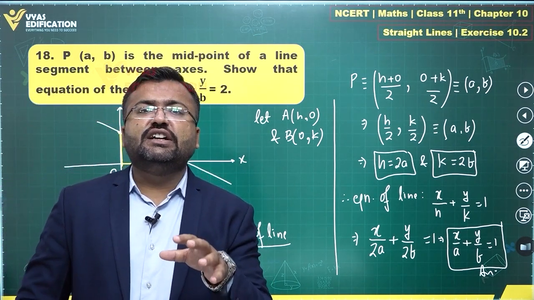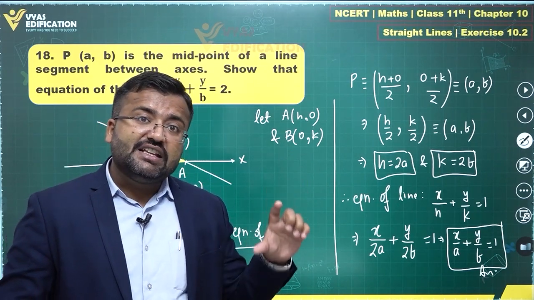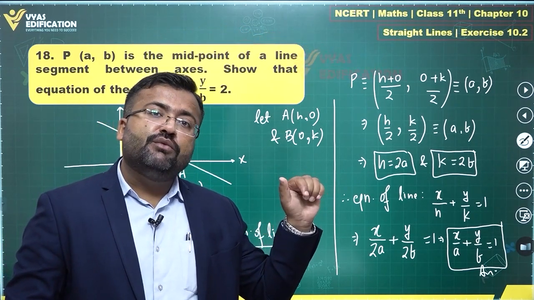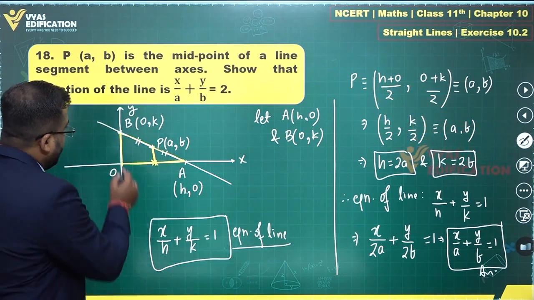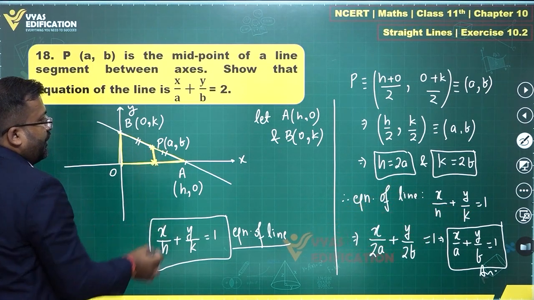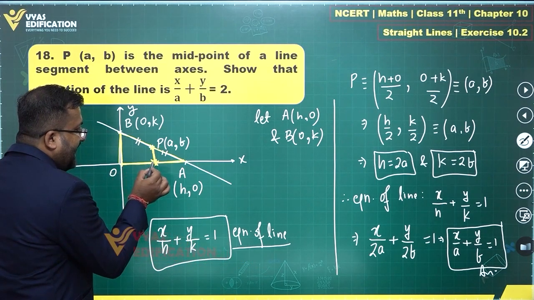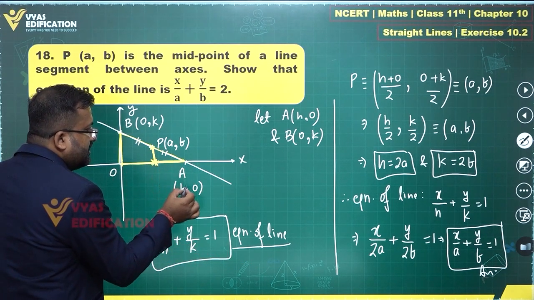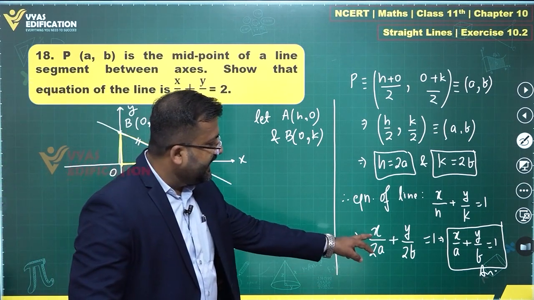And in triangles you have studied something called the midpoint theorem. What does it say? If a line is parallel to the base and passes through the midpoint of one side, it will also pass through the midpoint of the other side, right? This is the base, this is a line which is parallel. If this is the midpoint, this will also be the midpoint. This distance is a, and this will also be a, so this will actually be (2a, 0). I'll directly write x/2a.